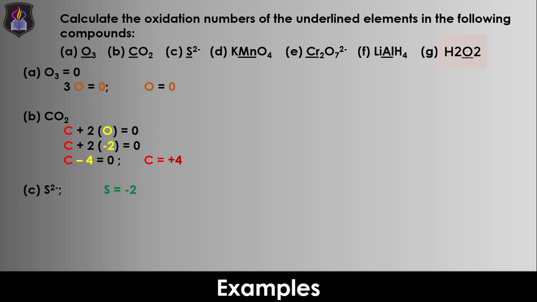In our third example, we will apply rule 4. The sulfide ion is a simple ion. Therefore, the oxidation number of sulfur on the ion is equivalent to the charge on the ion, which is -2.